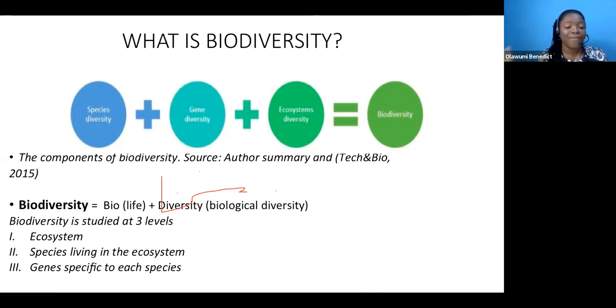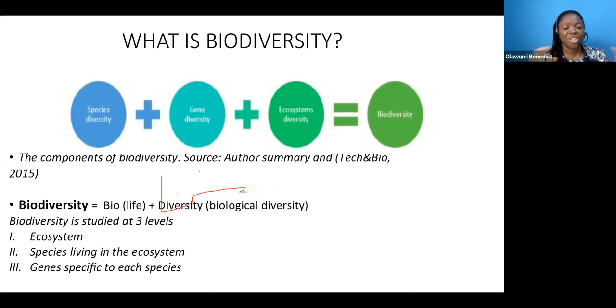That all forms of life, whether living or non-living, that is biodiversity. And when he came up with this definition, his name is Wilson, he made us start studying biodiversity at 3 different levels. So we don't just say biodiversity, or put everything together. We start studying biodiversity at the ecosystem level. We look at the entire ecosystem. We study it on its own.